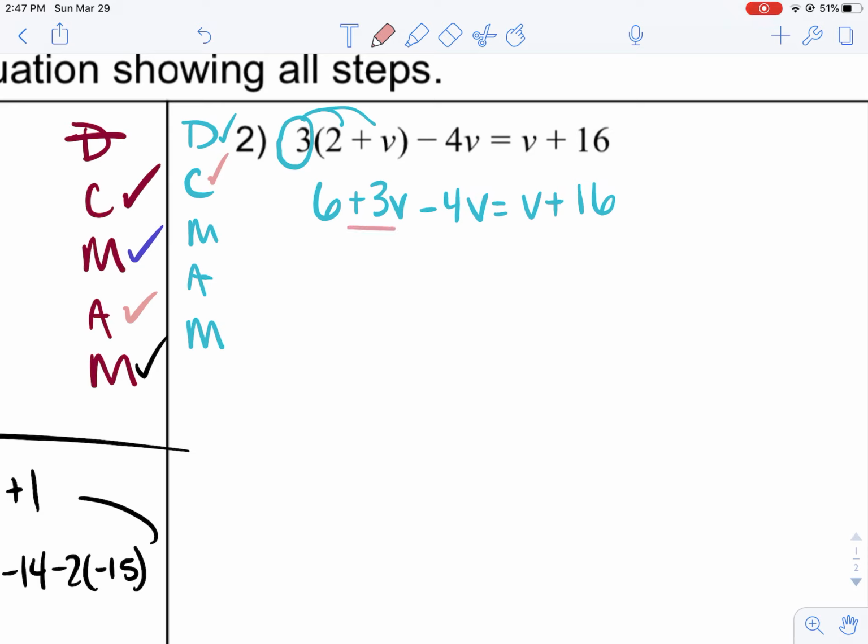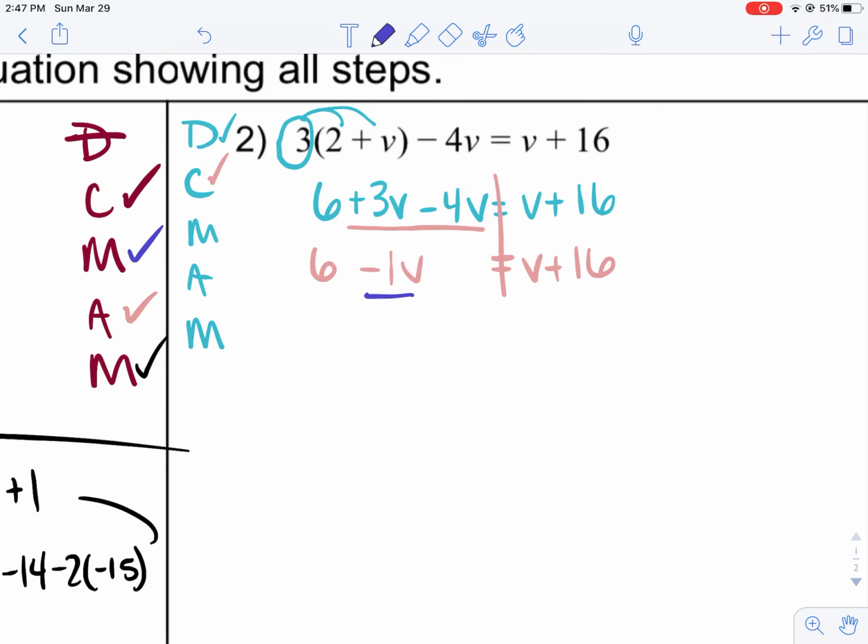Next, I combine my like terms on the same sides of the equal sign. Notice this V over here is also a V, but it is not on the same side as the 3V and the negative 4V, so I'm not going to touch it for now. When you combine, they have to be on the same side, and you do exactly what they say. So 3 minus 4 is a negative 1V.